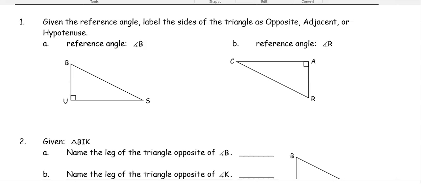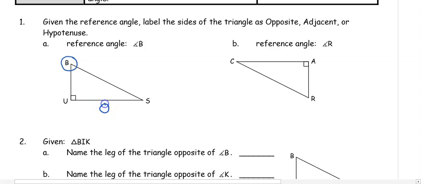So if we have angle B as our reference angle, our opposite side is across from it. Our hypotenuse is across from the right angle, and the remaining side is the adjacent. If R is the reference angle, the opposite side is across from it, the side across from the right angle is the hypotenuse, and then the third side is the adjacent side.